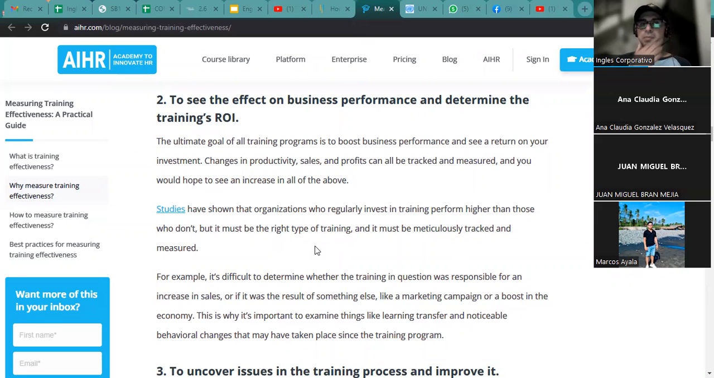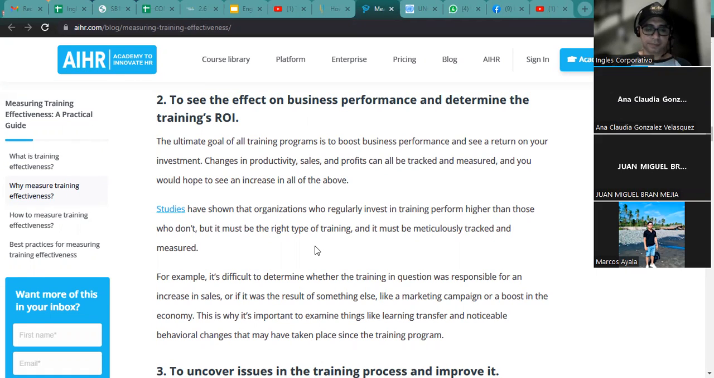Okay, number two, to see the effect of business performance and determine the training's role. The ultimate goal of all training programs is to boost business performance and see a return on your investment. Changes in productivity, sales, and profits can all be tracked and measured, and you will hope to see an increase in all of the above. Studies have shown that organizations who regularly invest in training perform higher than those who don't. But it must be the right type of training, and it must be meticulously tracked and measured.